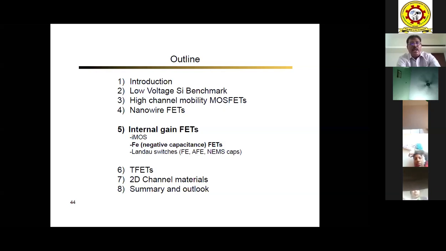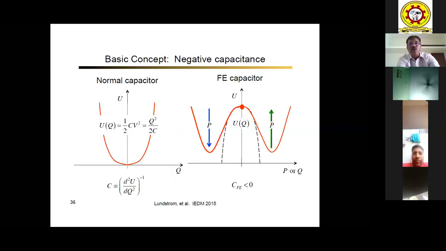Okay, internal gain FETs, I CMOS. I CMOS is, as I said, internal gain MOSFETs, okay? Then in that there's one ferroelectric FETs and then some other NEM. This is actually going more towards the mechanical field. So here you have a negative capacitance as well.